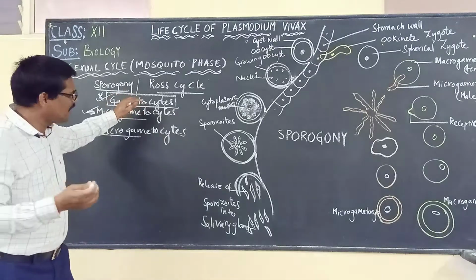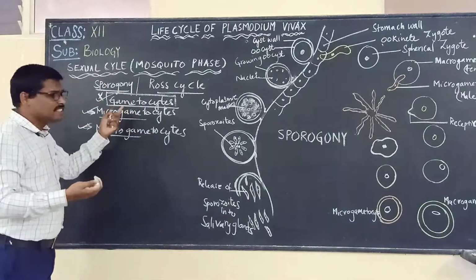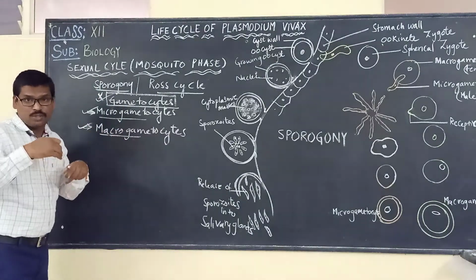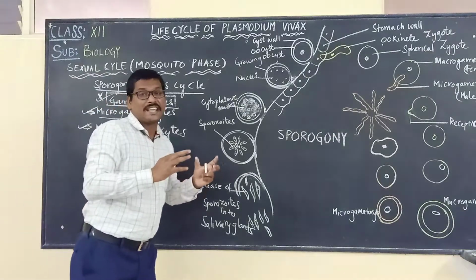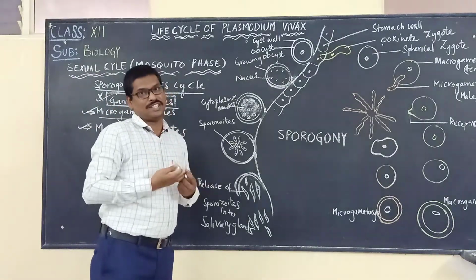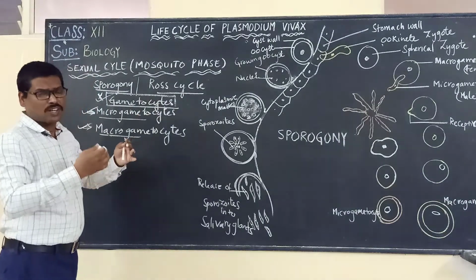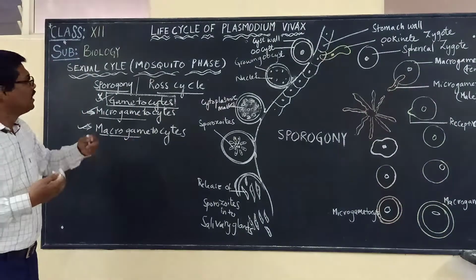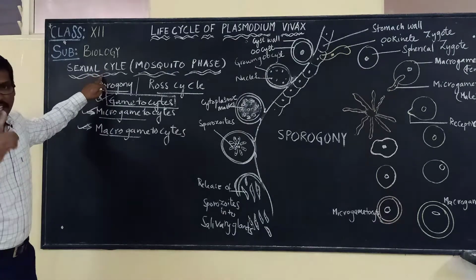So now, as soon as these gametocytes are taken inside the stomach of the mosquito, there these gametocytes will be undergoing changes. So we will discuss these changes. What are those changes that are taking place stepwise in the sexual cycle?